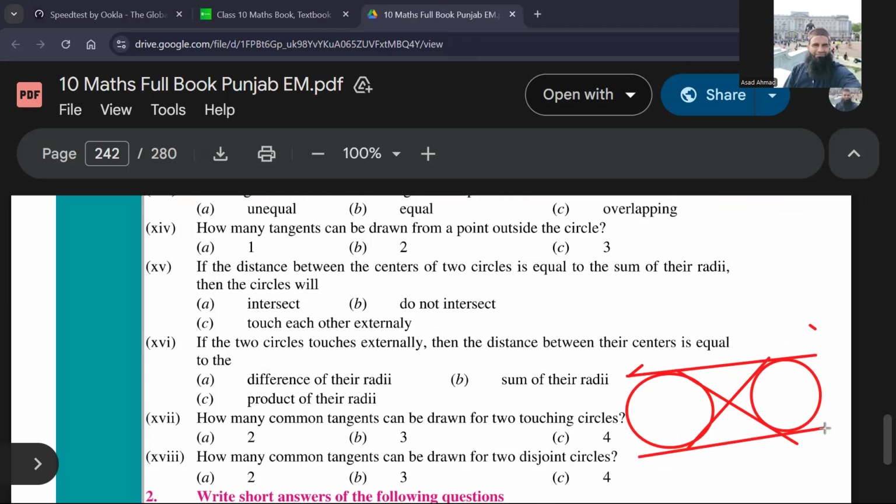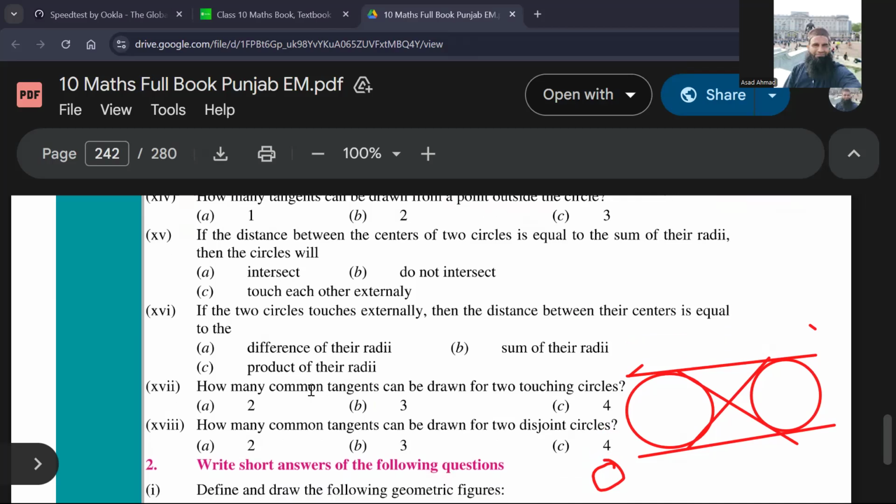The inner ones are called transverse common tangents and these are called direct common tangents. So four tangents can be drawn to two circles which are totally disjoint. So this is the logical answer for part number 8. So the MCQs of chapter number 13 are revised in this way.